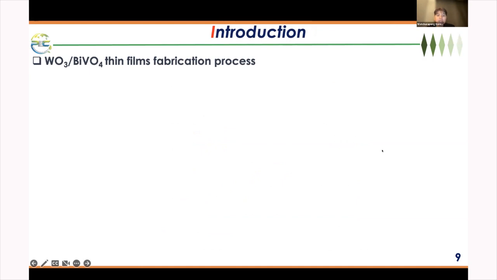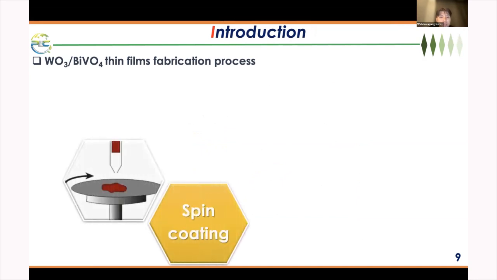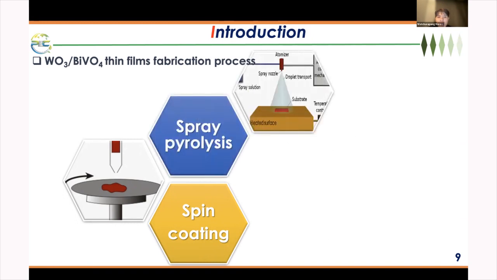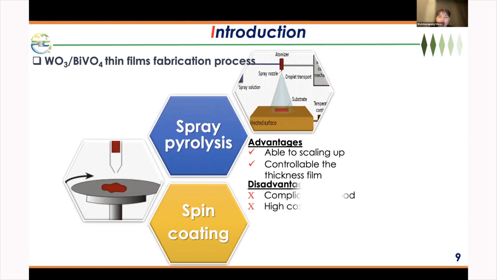And next, there is the preparation of the tungsten oxide bismuth vanadate thin film, which has a lot of methods, such as the spin coating technique. The advantage of this method is that it can control the thickness of the film, but it is difficult to scale up. The next one is the spray pyrolysis technique. The advantage of this method is that it is able to scale up and can control the thickness of the film, but it is a complicated method and high cost.